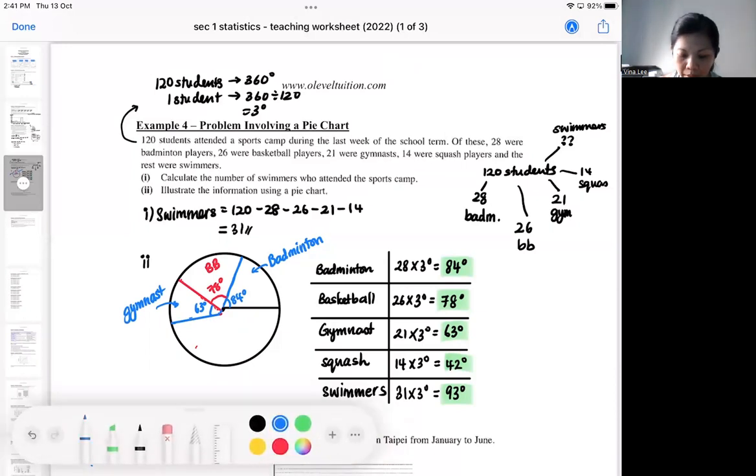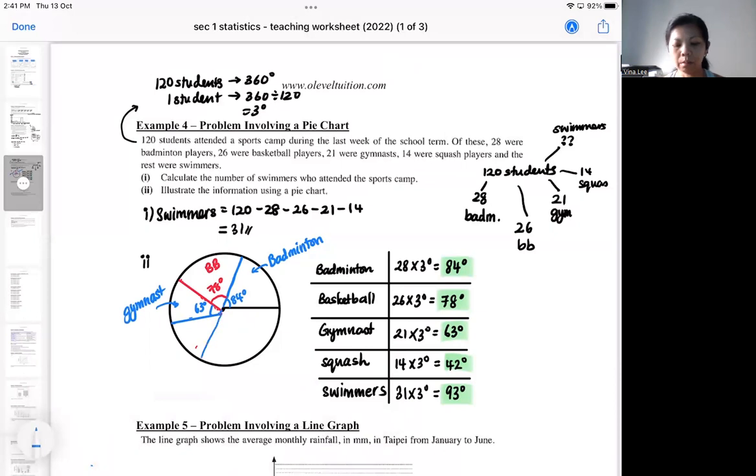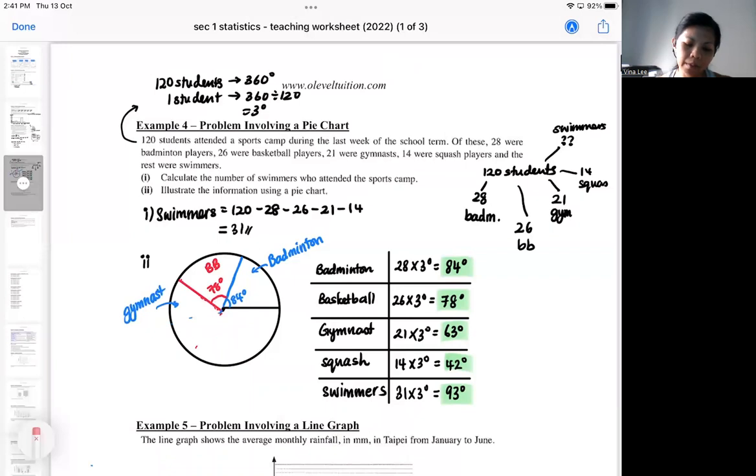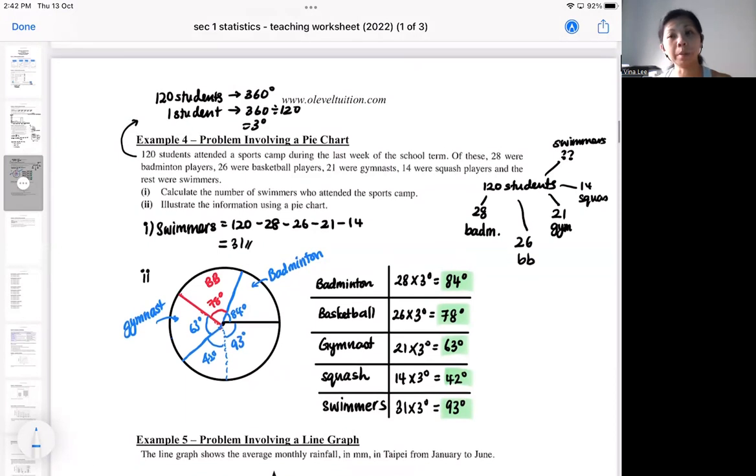Mine is really not very accurate. I think my 63 is not very accurate. So you have to use actual measuring. Give it a try, because if you don't try, you really won't know what it's like. So this one is a 42, and then this part should be a 93. Give it a try and see how it works. For a pie chart, you need to be able to calculate the angles. You need to be able to draw a physical pie chart.